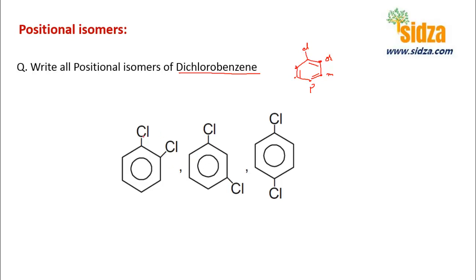You can have a chlorine here and the second chlorine at the ortho position, the meta position, or the para position. So 1,2, 1,3 and 1,4 dichlorobenzene. These are the positional isomers.